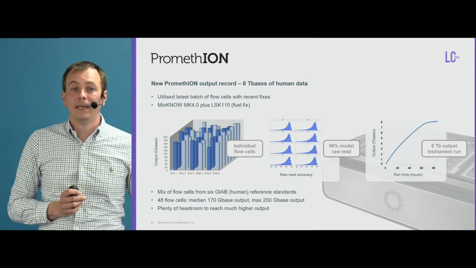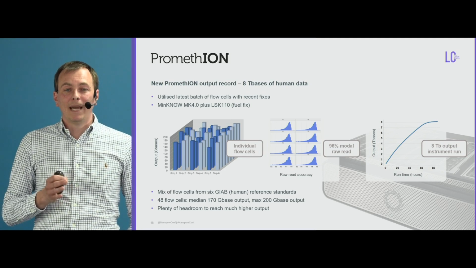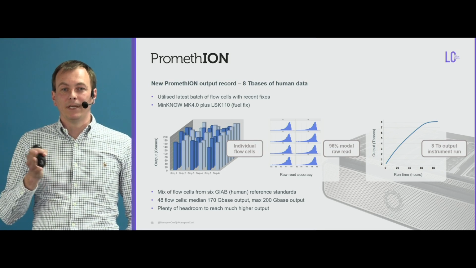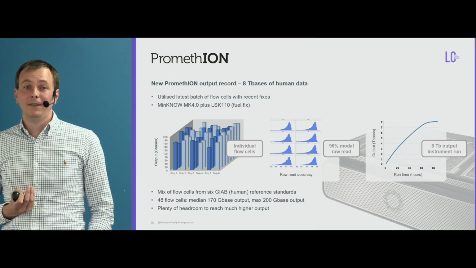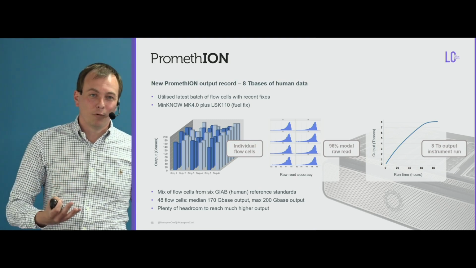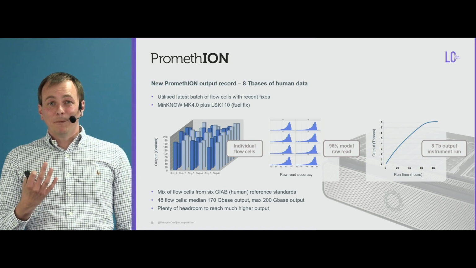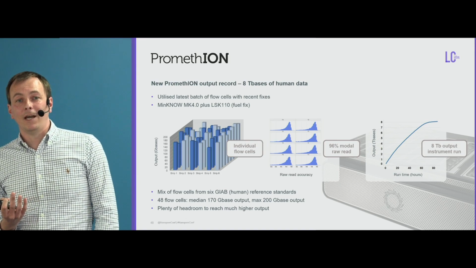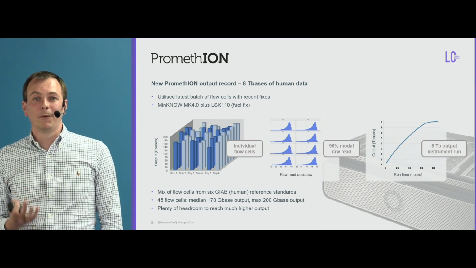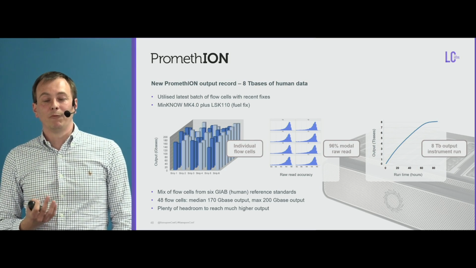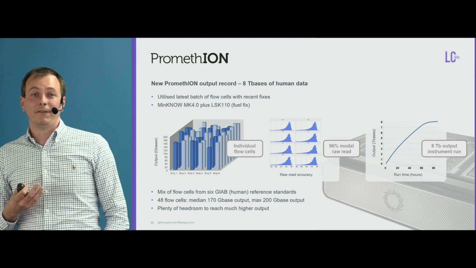Another thing to look at is the accuracy. We were hitting 96% modal raw read accuracy, and again what was really impressive was that it was on every single flow cell. So it's looking good from our perspective, but this is an internal run, a benchmark, and in some respects that doesn't really matter. What really matters is how they perform with you. You're the ones using PromethION to solve really complicated biological questions, and I'm really looking forward to seeing how those flow cells perform in your hands over the next few weeks.